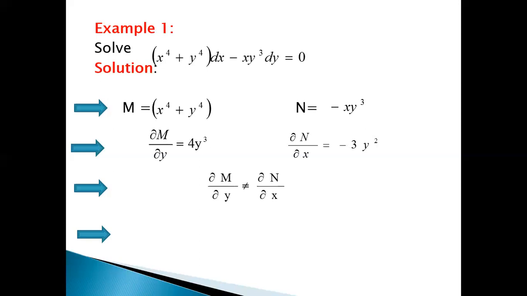So first, we have to check whether our given differential equation is homogeneous or not. It is homogeneous if each term contains equal power. The first term contains power 4, the second term contains power 4, and the last term contains 1 plus 3, which is again power 4.